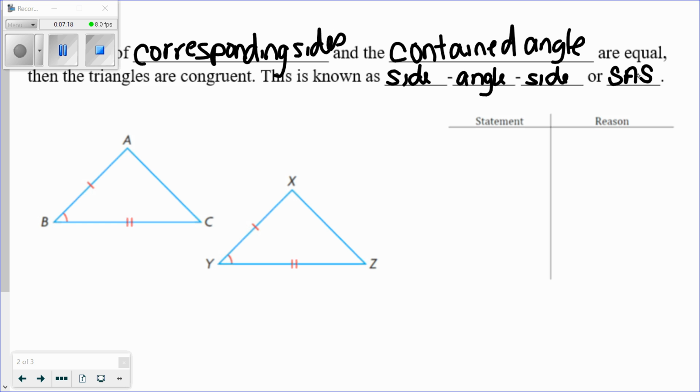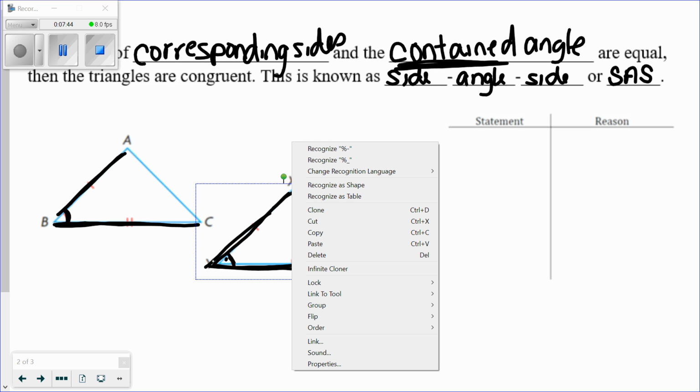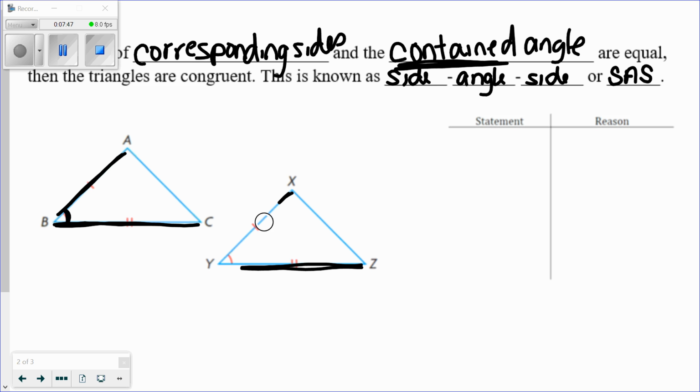congruence. So it's written in that particular order in that it is a side, an angle that's between it, and the other side that's on that. So that's side, angle, side. So again, a side, the other side, and the angle that's in between it. So that's side, angle, side congruence. So it needs to be the contained angle in order to evaluate whether or not something is congruent.